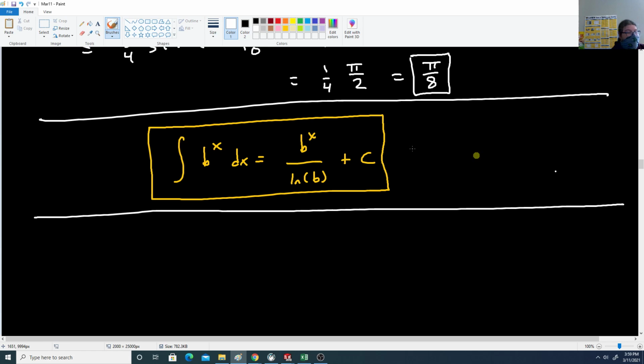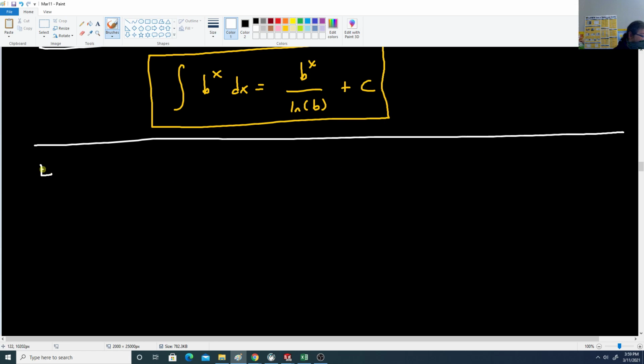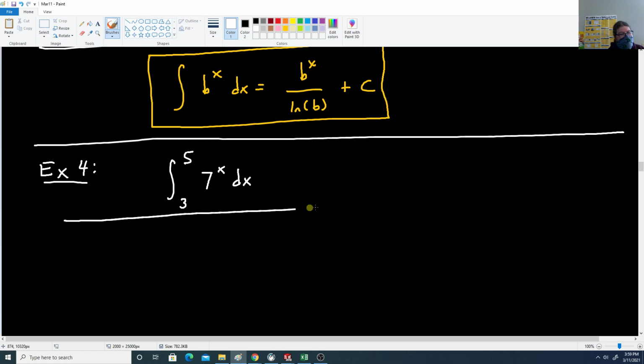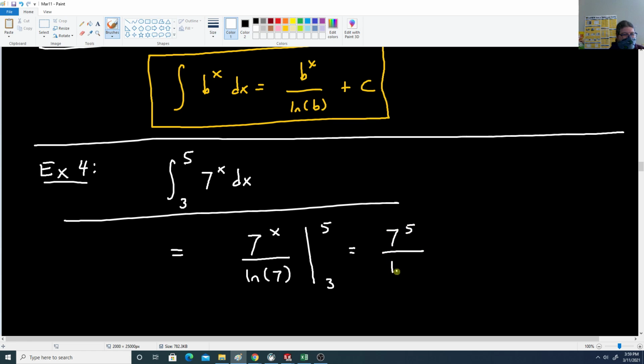So for this example, we get the integral from 3 up to 5 of 7 to the x dx. If we try to evaluate this, the antiderivative is this expression here, so it'll be 7 to the x over natural log of 7. And we'll be evaluating that from 3 up to 5, which will equal 7 to the 5th over natural log of 7 minus 7 to the 3rd over natural log of 7.